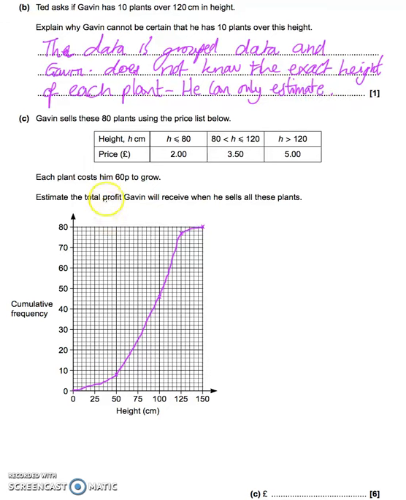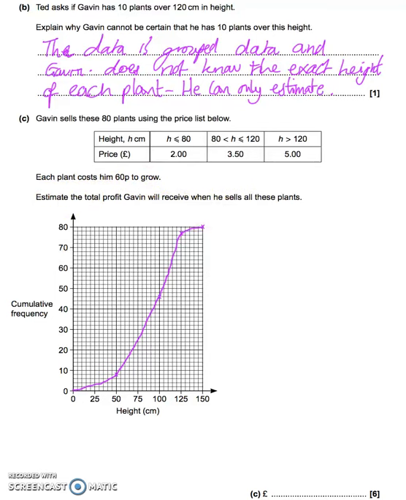That'll do. So C is where we get a lot of marks. We get 6 marks in this question, and that's because we're going to have to use our graph that we drew previously. That's why I've copied it over. Gavin sells these 80 plants and he uses the price list that you've got below in the table. Each plant costs him 60p to grow. We need to estimate the total profit that he will receive when he sells all these plants.